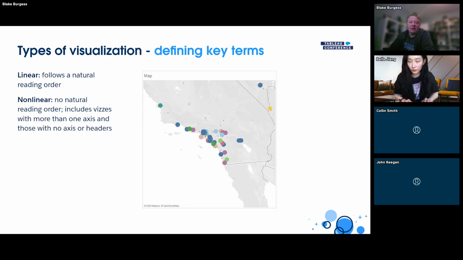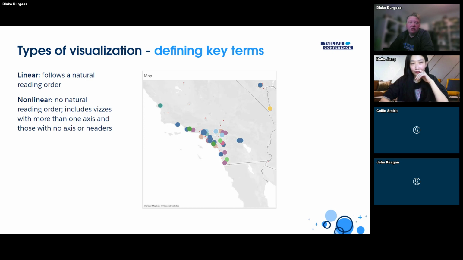Then we have visualizations where there is no correct reading order. An example on the screen is this map of San Diego that shows lots of dot marks all over the place. And in this case, there is no right or wrong way to read this map. What I mean by that is you could start north of San Diego and I could start south, and we could cross paths in the middle and continue our exploration and both have the same takeaways and understandings as someone who is reading it from east to west or vice versa.